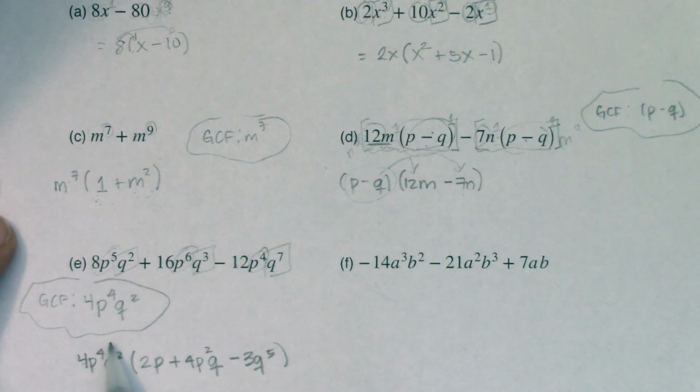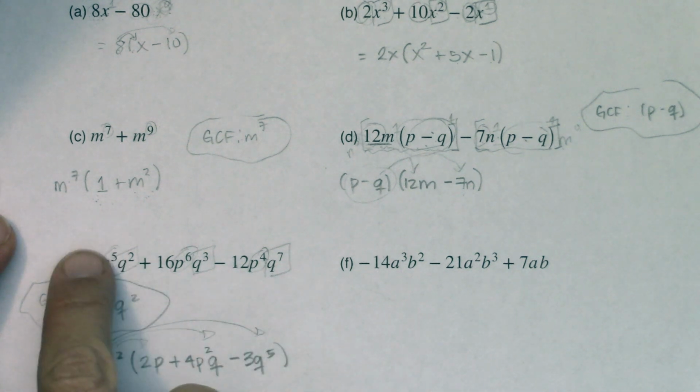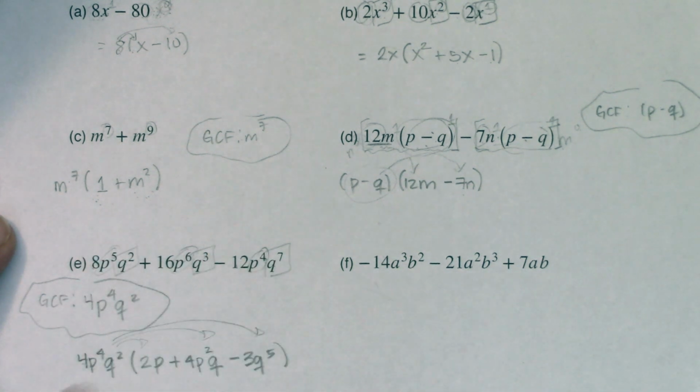And again, if I wanted to check that I did this correctly, you can redistribute, right? So go ahead and just multiply, distribute that. If I distribute this, 4P to the 4th Q squared times 2P, 4P to the 4th Q squared times 4P squared Q, 4P to the 4th Q squared times negative 3Q to the 5th, and I get back to my original expression. It's a check on myself that I did it correctly.